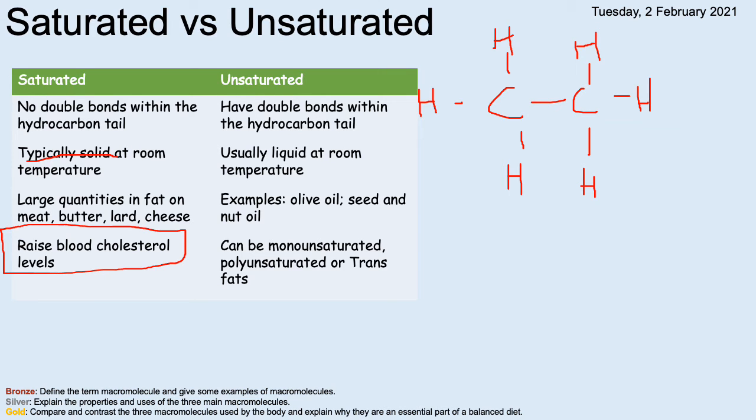So if we were to, you would put a double bond in here, and you would remove a hydrogen on each side. So that is now an unsaturated fat because there is a double bond within the hydrocarbon tail. And these are usually liquid at room temperature. So examples include olive oil, seed, and nut oils. And they can be either monounsaturated, polyunsaturated, or trans fats.